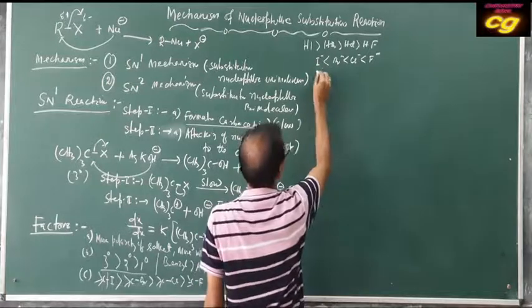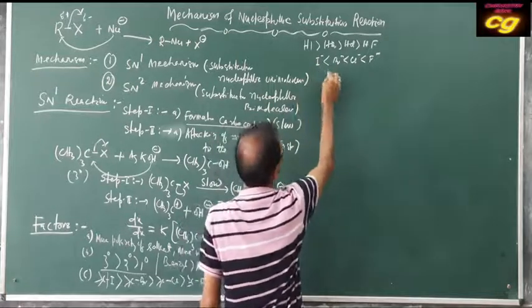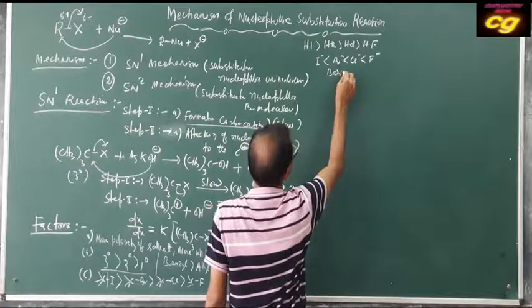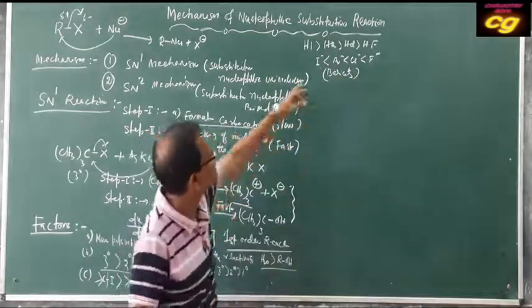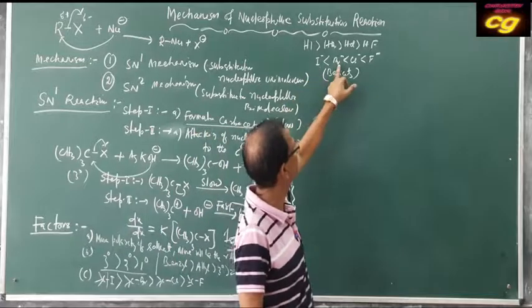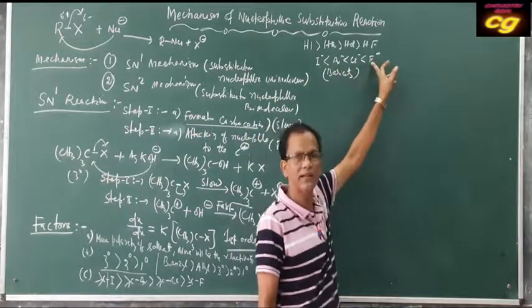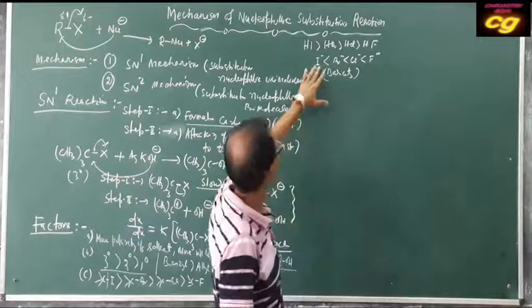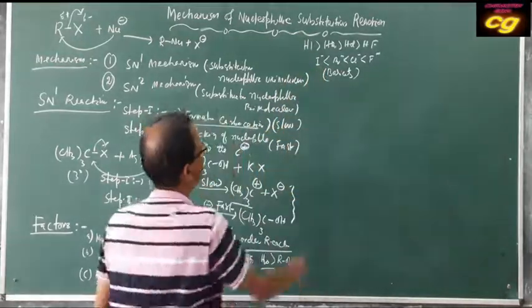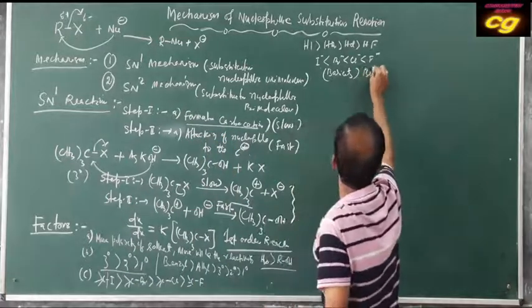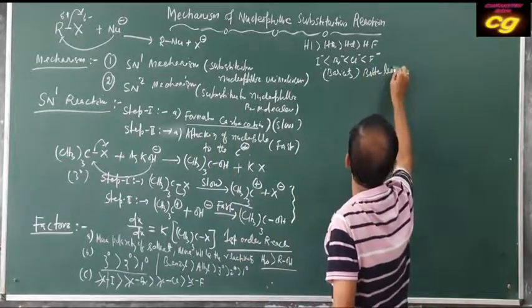This is the basic character, basicity. Basicity is always I minus less than Br minus, less than Cl minus, less than F minus. So the weaker the base, the better the leaving group. Better leaving group.